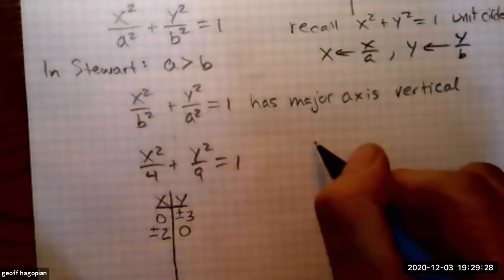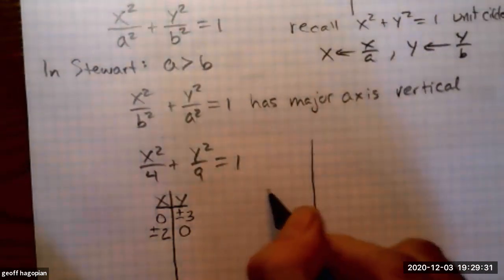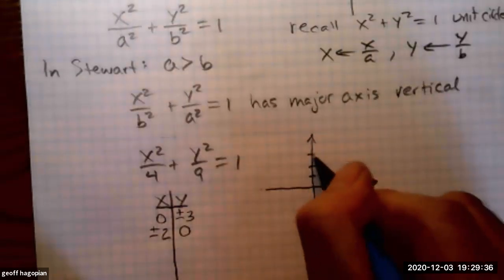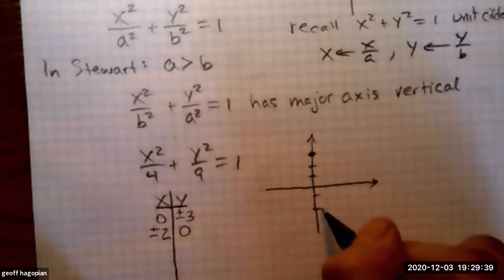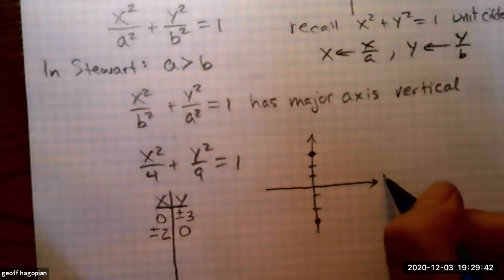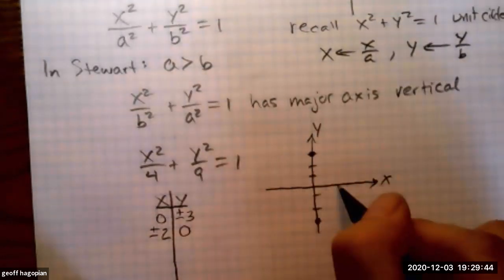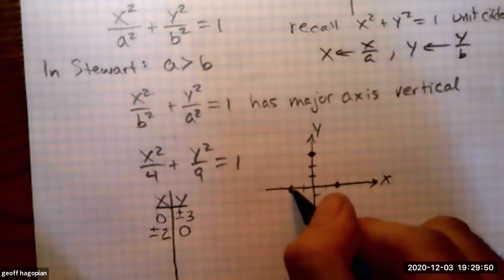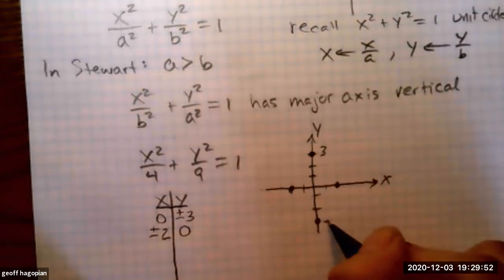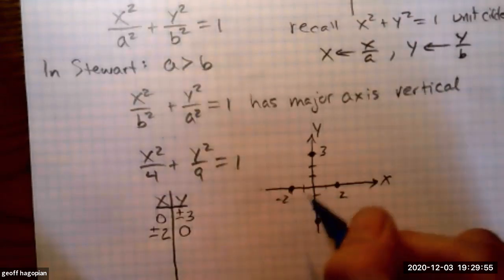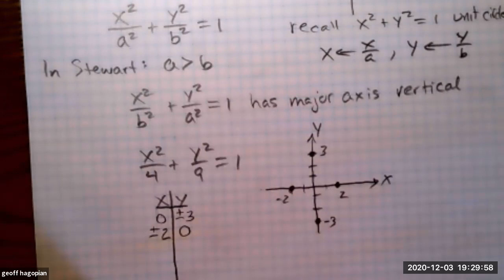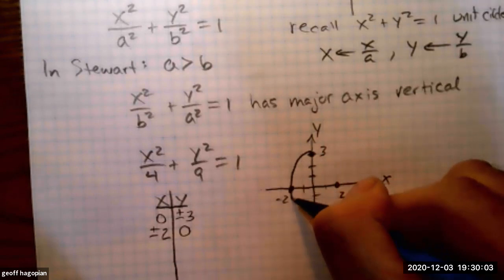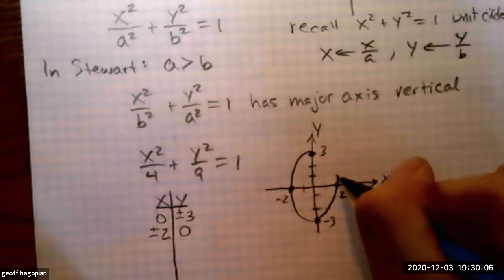So if we start by plotting the intercepts, let's say 1, 2, 3 is the y-intercept here, and negative 1, 2, 3 here, and 1, 2 are the x-intercepts here and here. So this is 3 and negative 3. This is 2 and negative 2. Can we draw an oval through those 4 points? Sure. Just kind of sketch an oval-shaped curve right through these points.